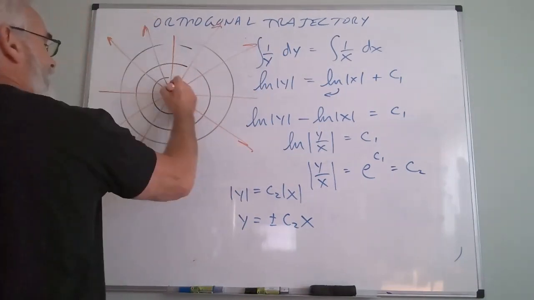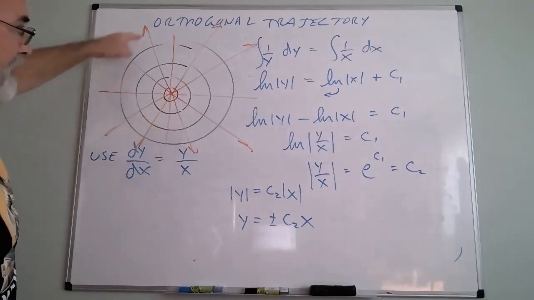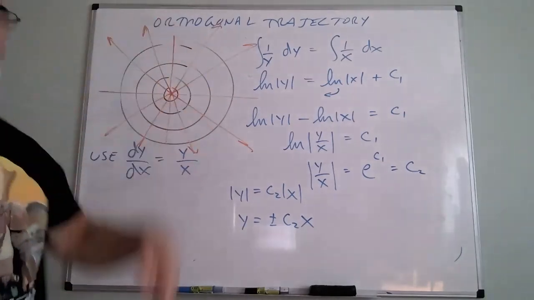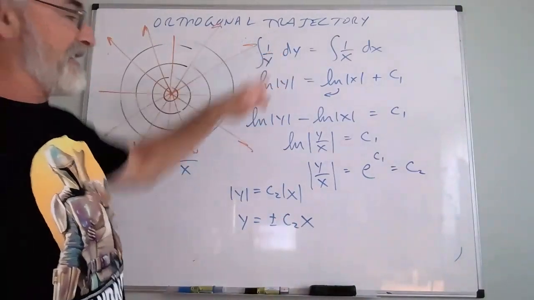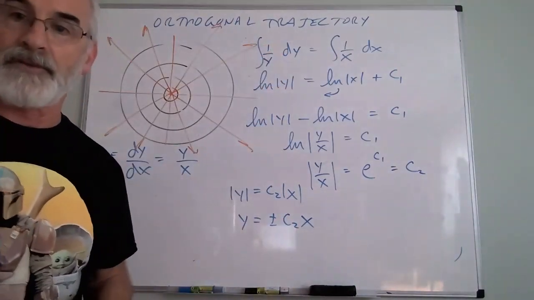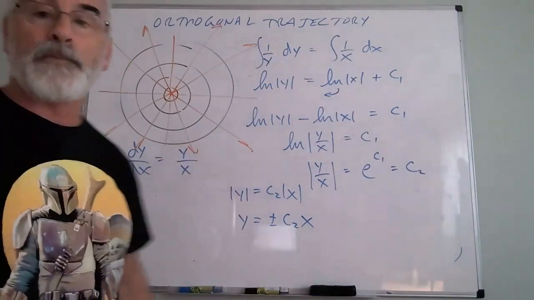Stare at that for a minute. Oh my gosh. Every line coming out of the origin is going to be orthogonal to every one of these circles simultaneously. Now that's kind of cool. I chose an example that produced a really friendly set of orthogonal trajectories, but this is an example of how you would use it.